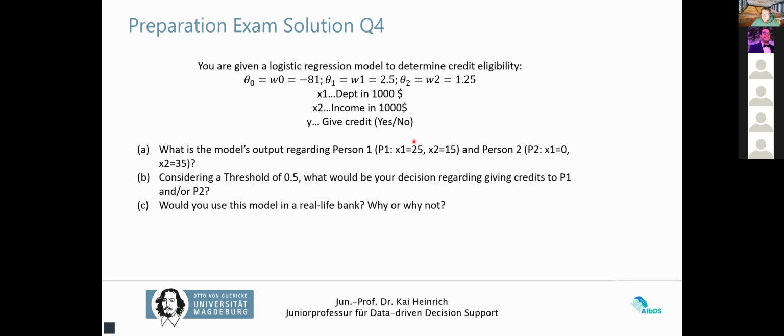Okay, so this is the first. This is A, the big one. And then B is considering a threshold of 0.5. What would be a decision regarding giving credit to P1 and P2? So this is basically you get a value between 0 and 1 for both of them.